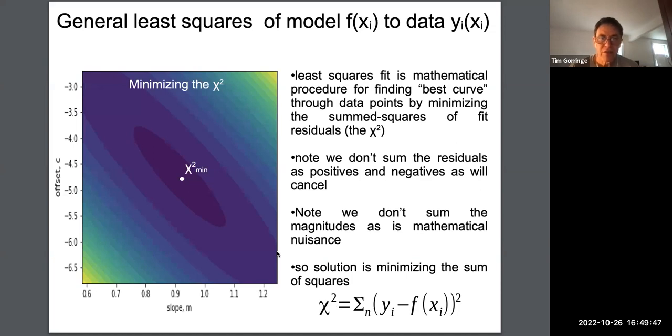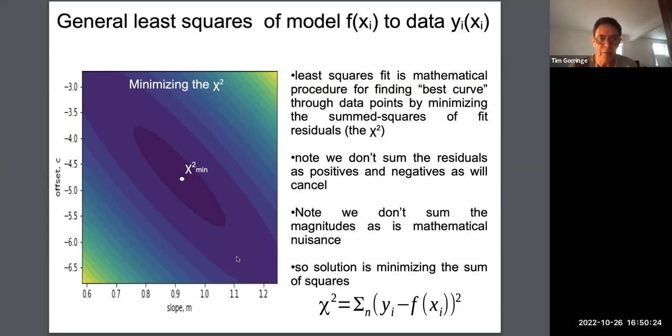So this on the left-hand side is just a picture of that chi-squared for the example of a fit to a straight line. If you're fitting a straight line, your fit function has two parameters. It has the slope and an offset. I call them M and C here. And so chi-squared is a function of the fit parameters, and you're trying to minimize the chi-squared to obtain the best values of the fit parameters.